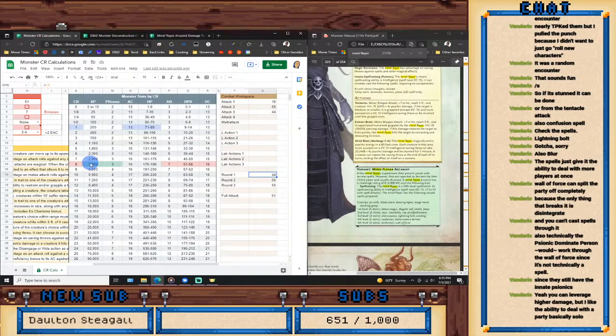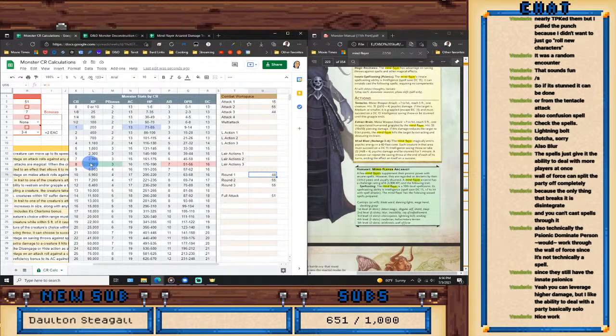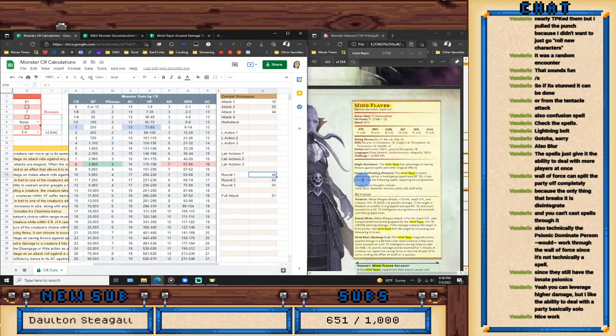Let's see here. Vanderi says, yeah, you can leverage higher damage, but I'd like the ability to deal with a party basically solo. Yeah, you know, as I always say, it really depends on what the situation of combat is or what's going on and how the Mind Flayer wants to trick or betray the party in one way or the other, or just otherwise mess with it.